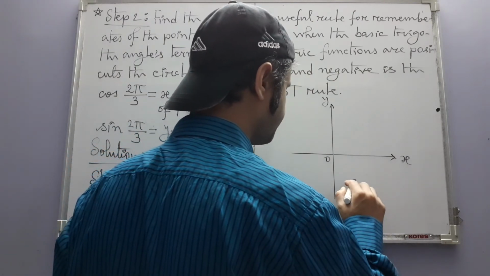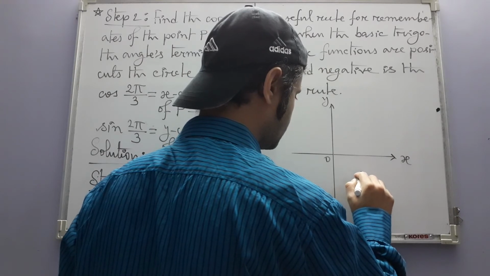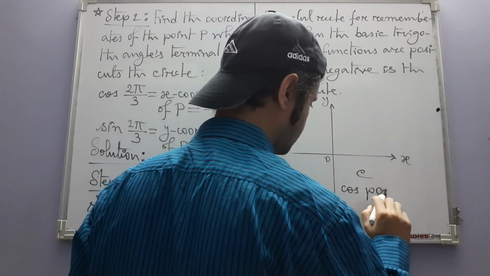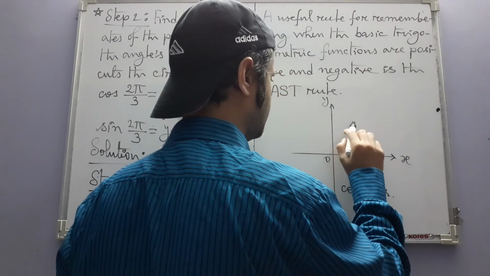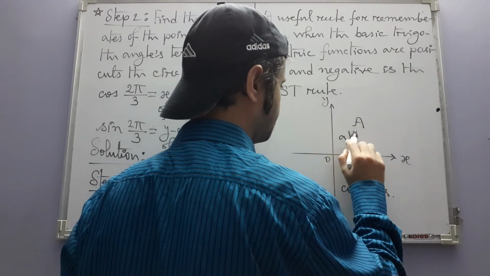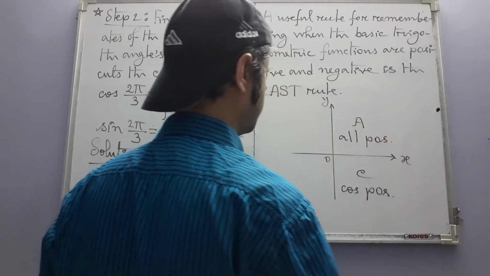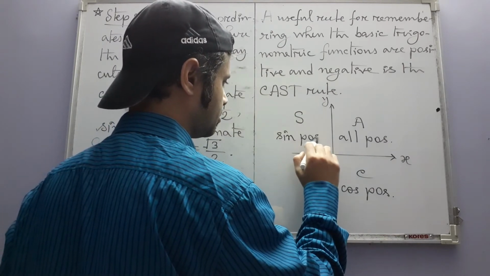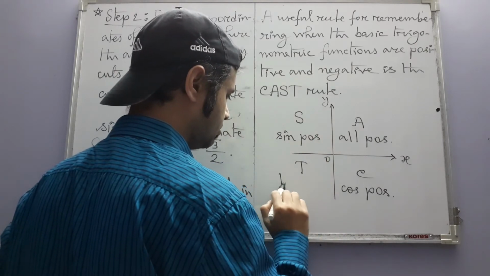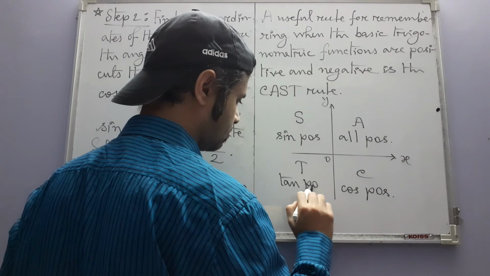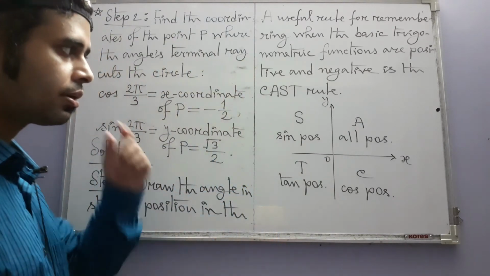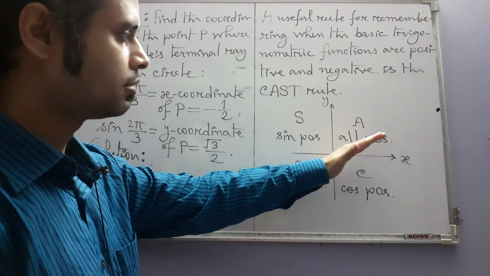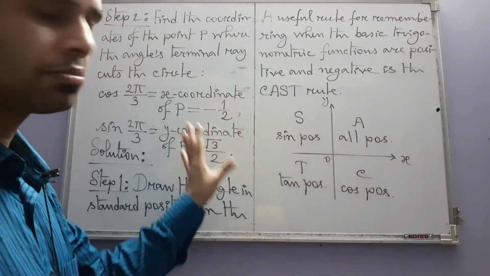CAST means C, cos positive, A, all positive, S, sine positive, and T, tan positive. So if your terminal ray is here in the first quadrant, then all the trigonometric functions are positive.